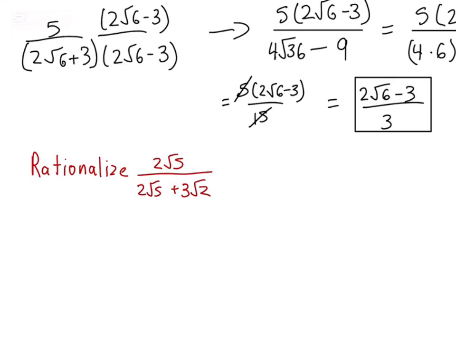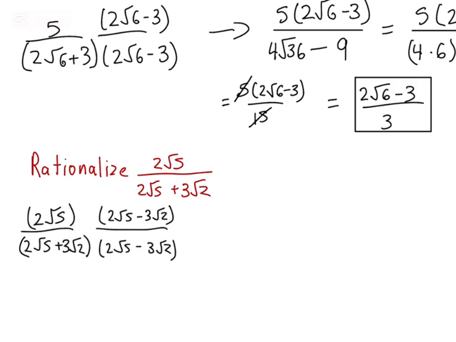Now for the final problem, this one is going to have the hardest difficulty out of them all. If you can do this one, you should be ready for the test. So once again, we're going to multiply by the conjugate, which here would be 2 root 5 minus 3 root 2. So we're going to go in and do that.